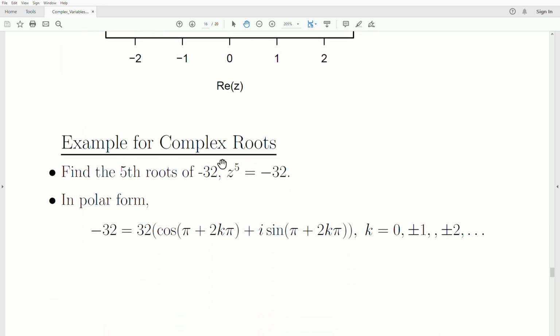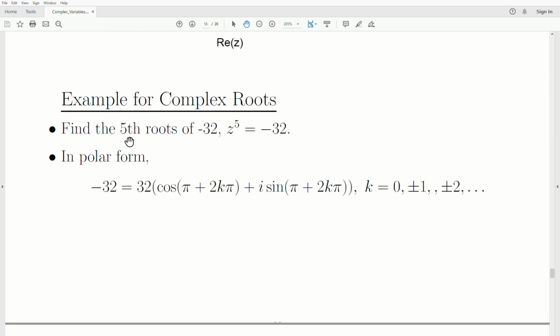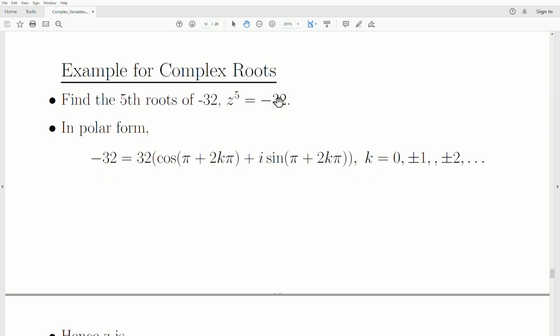Now, here's an example of complex roots. Let's find the fifth roots of minus 32. You can say we want to find the z such that z raised to the fifth power equals minus 32. That's what we're trying to find. So let's look at minus 32 in polar form. The radius is 32. Now cosine of pi is minus 1, so minus 1 times 32, you get minus 32.